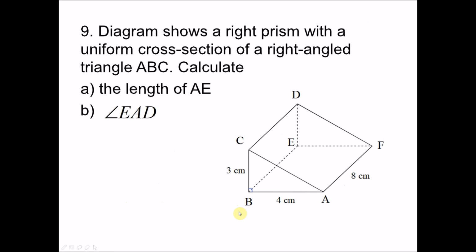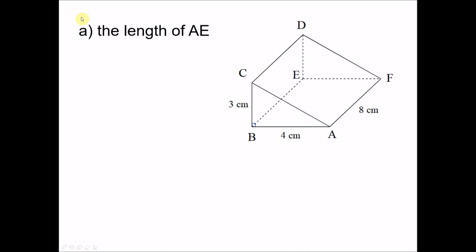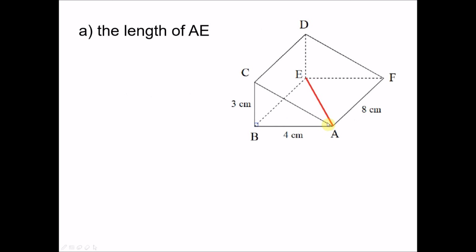The last question. The diagram shows a right prism with a uniform cross-section of a right-angled triangle ABC. This is a cross-section which shows a right-angled triangle. And this side here we have 3 centimeters, this side is 4, this side is 8. Calculate the length of AE and the angle EAD. So we look at question A first. Calculate the length of AE. AE is shown by this red line here.